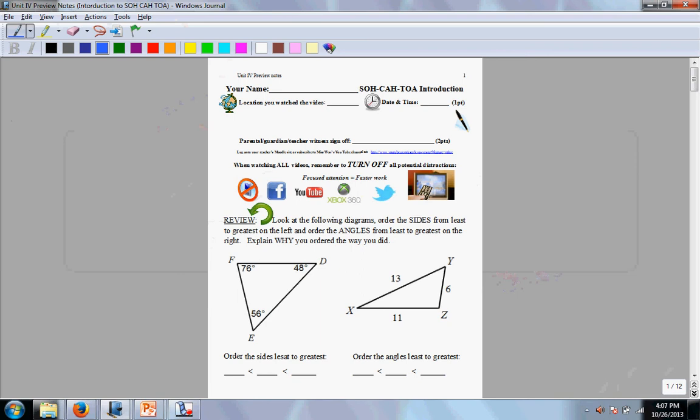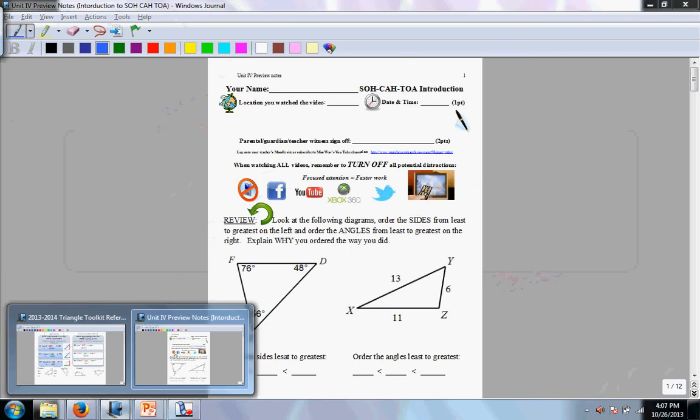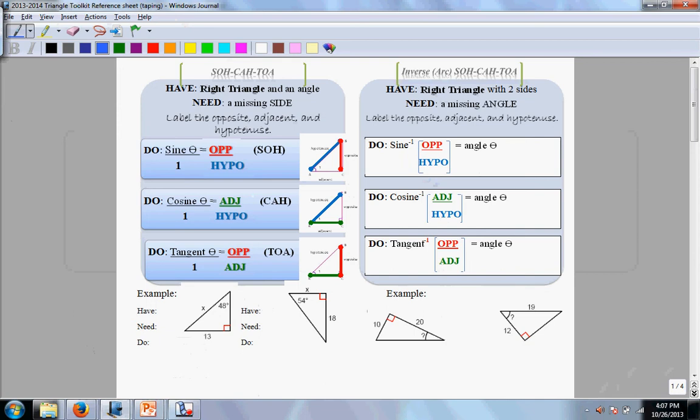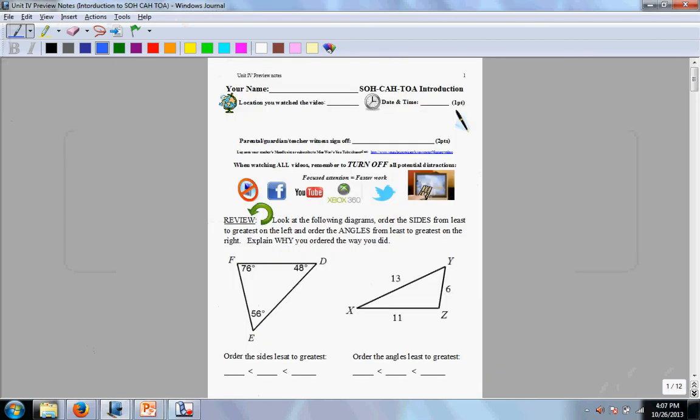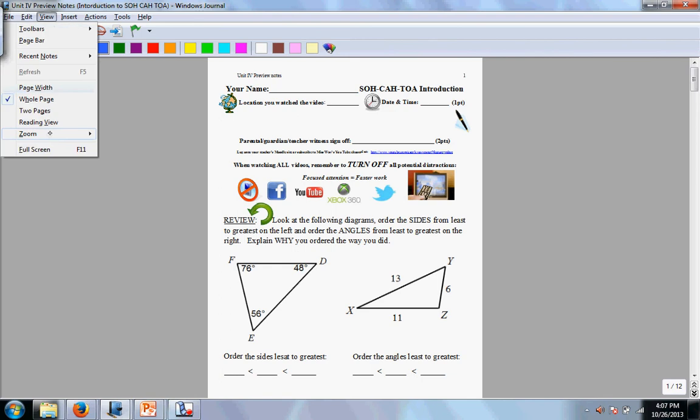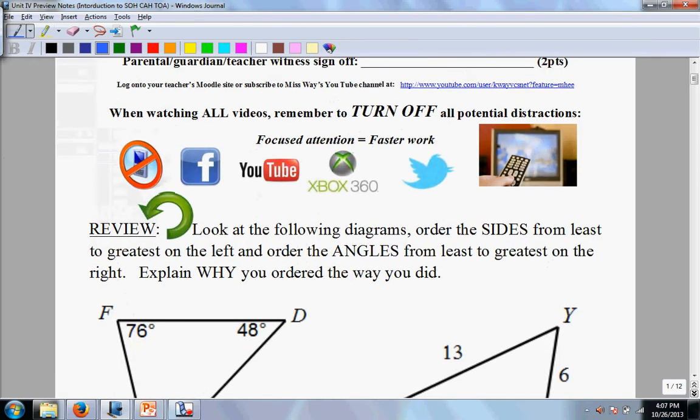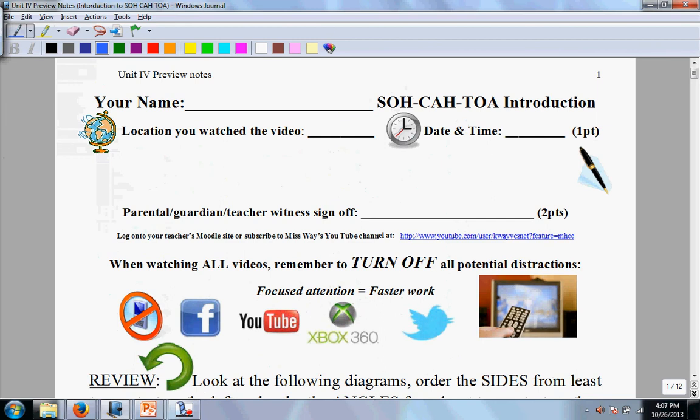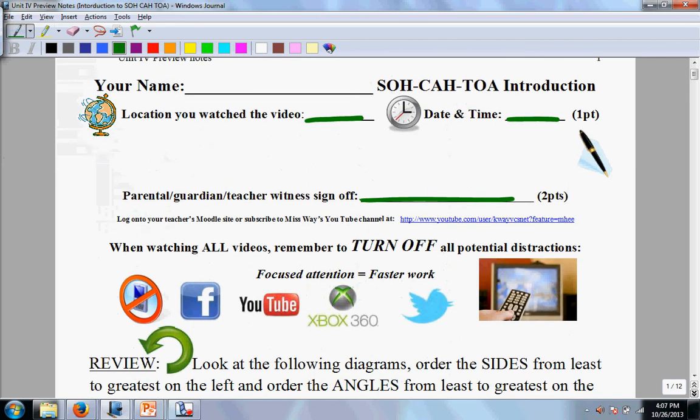You should have your preview notes handy. You also need a scientific calculator handy. And you also want to have this reference card in front of you. Please make note of the location that you are watching this video, as well as the date and time, and you will need a parent signature sign off that you watched it yourself.